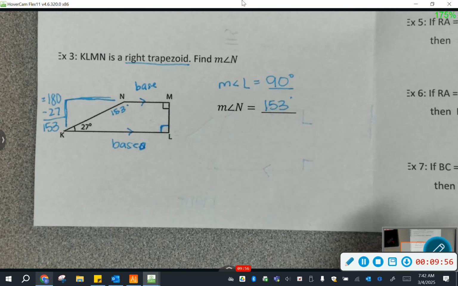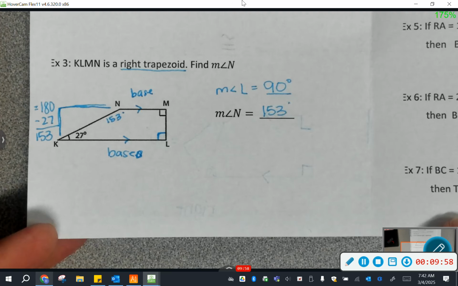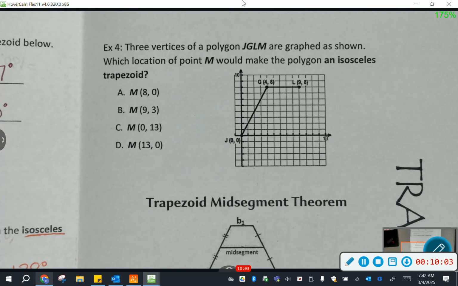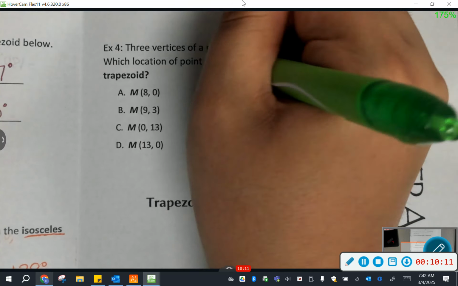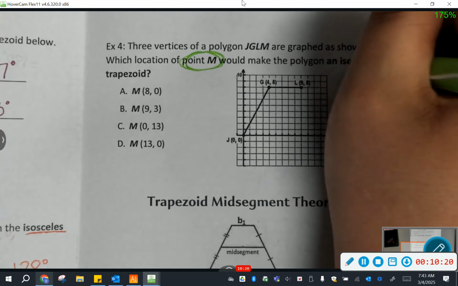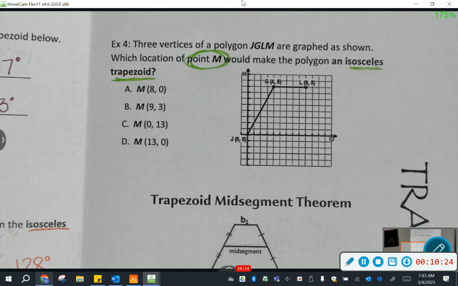All right, let's go over to example 4. Are we okay? Can I move on? Example 4 says 3 vertices of a polygon J, G, L, M are graphed. I want you to graph M. So this is kind of like your last test question. Y'all remember that? But this time, instead of making a parallelogram like you did on the test, I want you to make an isosceles trapezoid. What are you going to do to make an isosceles trapezoid?